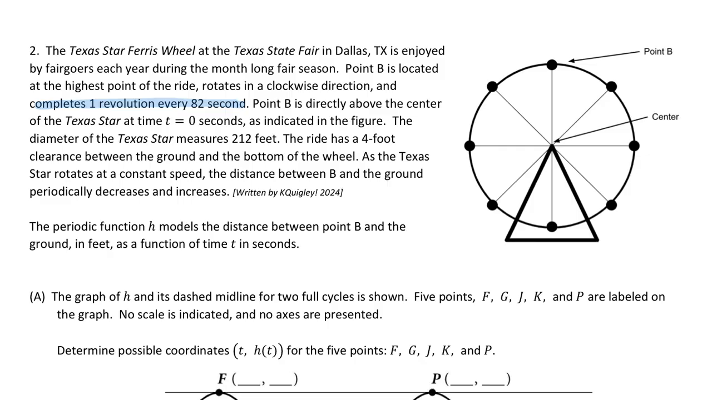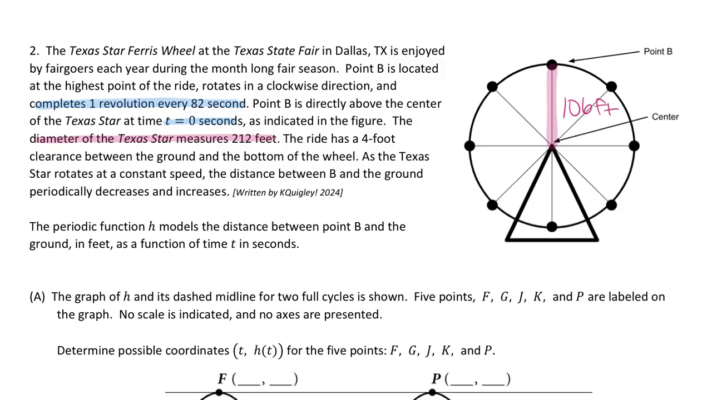Point B is directly above the center of the Texas Star at time t equals 0 seconds, as indicated in the figure. The diameter of the Texas Star measures 212 feet. Interesting. What is a diameter? Like the widest it goes? Okay, so it would be like all of this, right? Do we want all of this when we're doing these sorts of problems? No, we just want this much, right? So if the whole thing is 212, how much is just this? 106. So the diameter of this circle gave me that this amount is 106 feet.